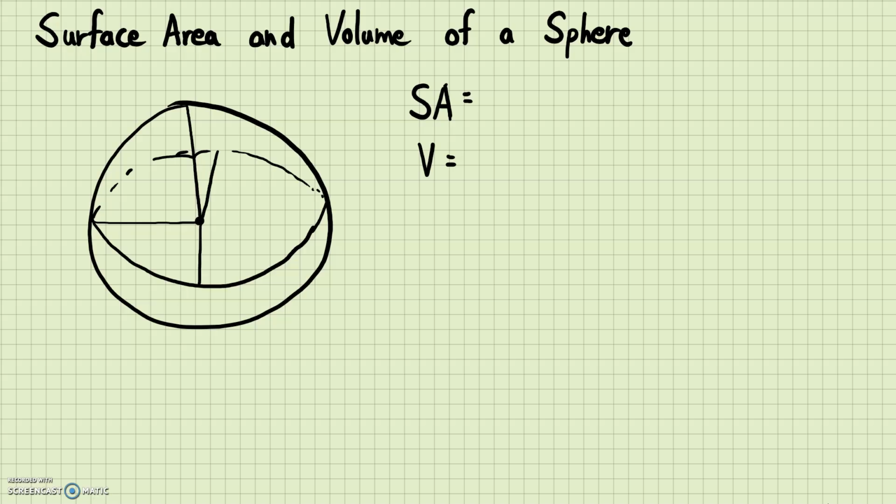So for surface area, it's 4 times pi times r squared. And for volume, it's 4/3 times pi times r cubed. And the formulas themselves don't look that complicated. Just think, surface area is an area, or it's 2 dimensions, right? Surface area is 2 dimensional, so that's why r is being squared here.